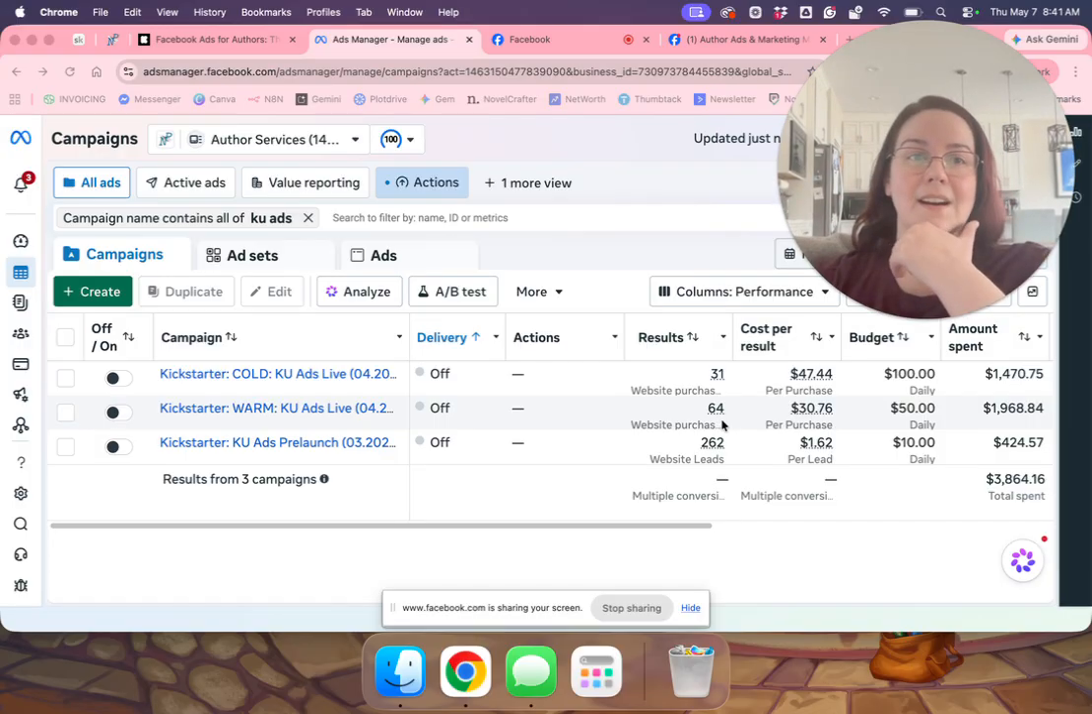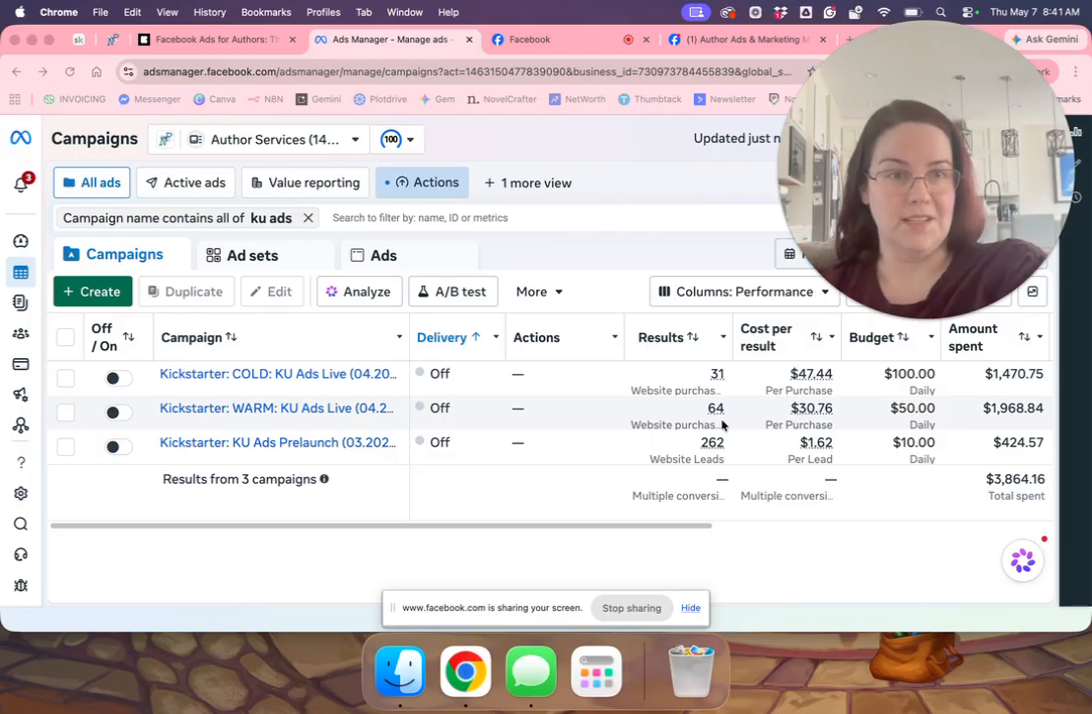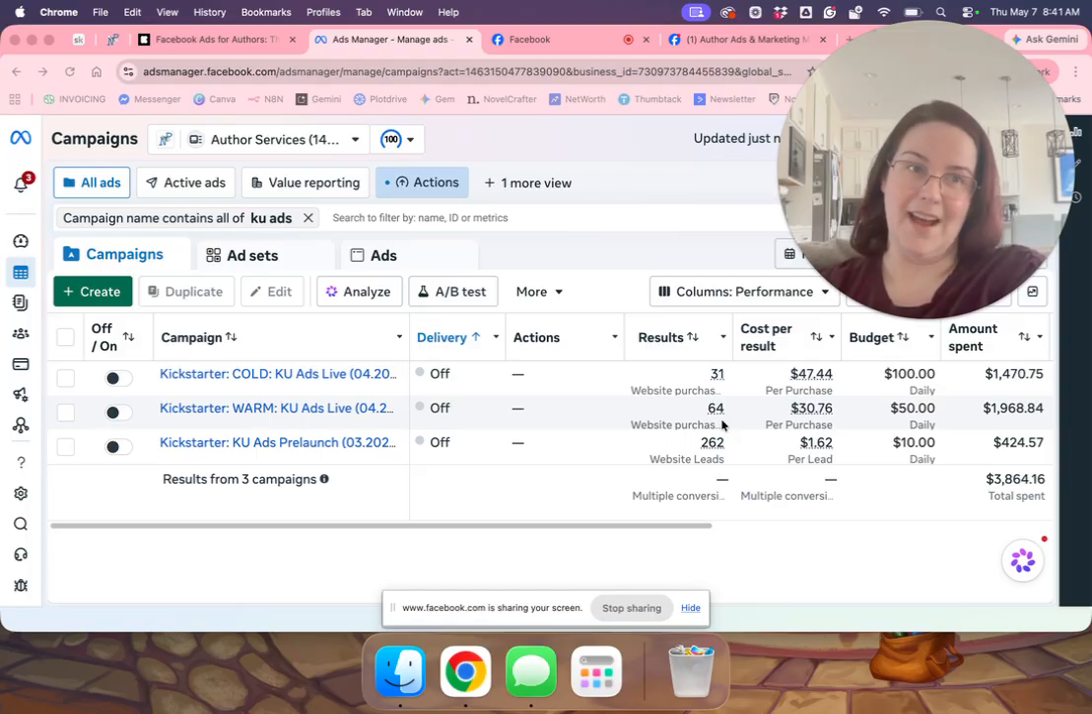So these are direct sales ads. These are purchase conversion ads. So it's different than what we'll be doing in the Kindle Unlimited course, but this is the data I have now because I'm teaching about direct sales now.